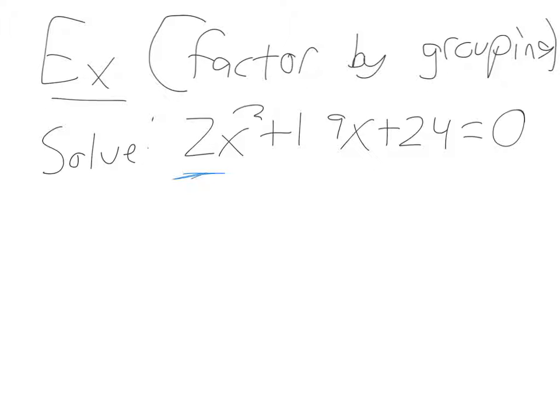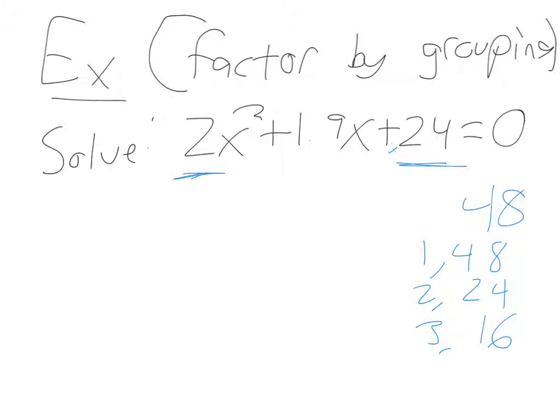You multiply the leading coefficient by the constant, 2 times 24, which is 48. Now find the factors of 48 that add, since the second sign is addition, to give you 19. The factors are 1 and 48, 2 and 24. Neither of those add to give you 19, but 3 and 16 do. Now, that means we can rewrite 19x as just 16x plus 3x, and you have your plus 24 and your 2x squared.